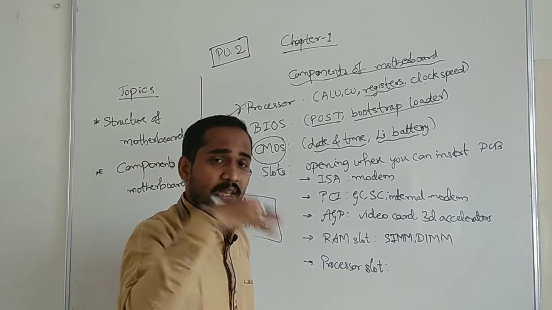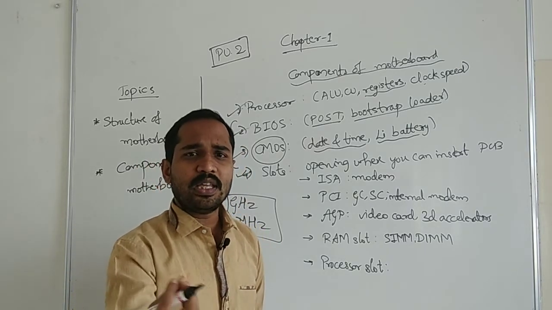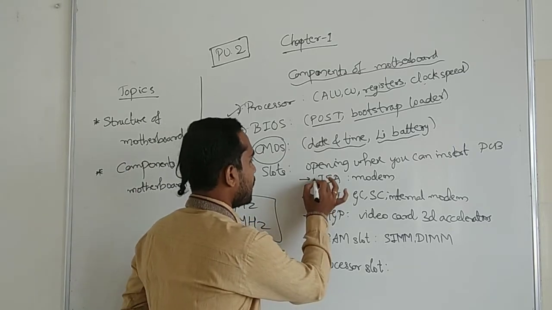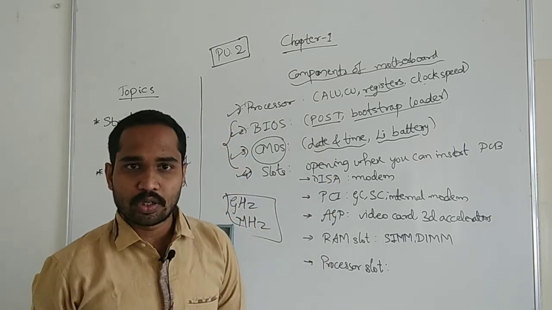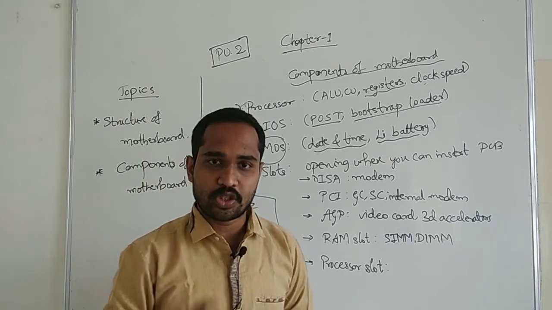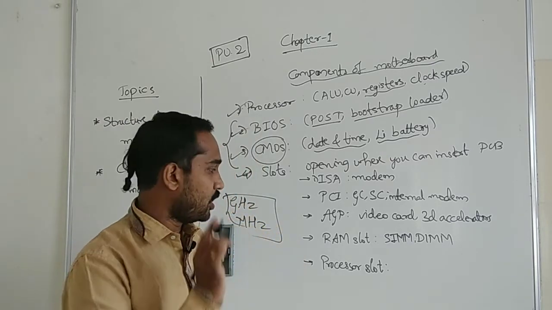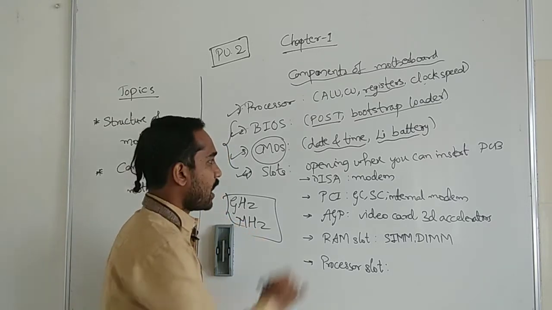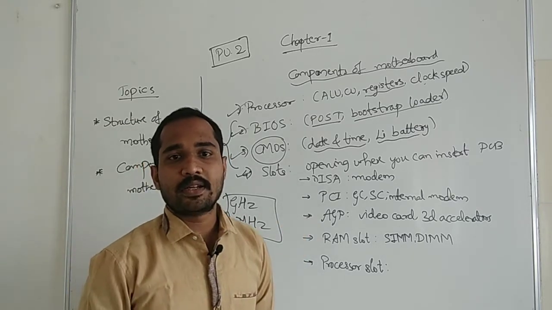Now there are many types of slots. Some of the important slots we are discussing here. First one, ISA. This is the first slot. Industry Standard Architecture, it stands for. All the full forms are very important in this chapter. Please remember, ISA stands for Industry Standard Architecture.